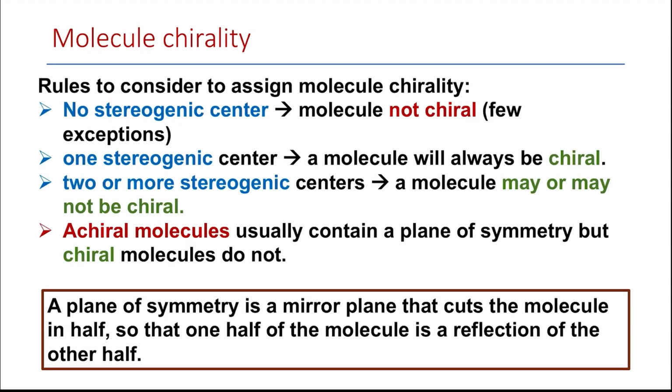So how can we decide whether our molecule is chiral or not? We know that we can decide whether a certain carbon is chiral or not, but what about the whole molecule?